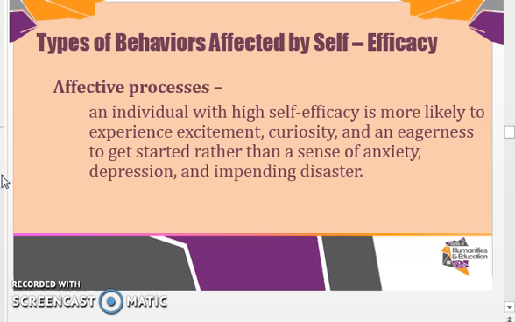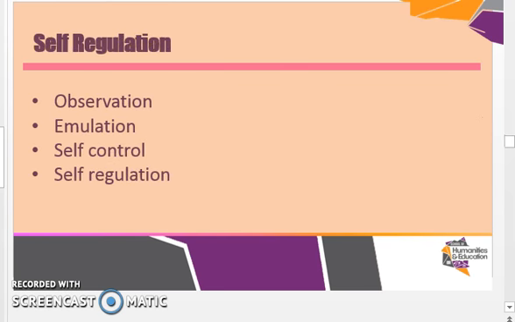Let us now go on to the concept of self-regulation. How do we get students to regulate their own behavior? Unlike the behavioral theory and operant conditioning specifically, where the teacher is required to reinforce students and develop certain reinforcement schedules that they can use to reward students, the social cognitive theory views the learning process as going through the various processes of observation, emulation, self-control, and then self-regulation.